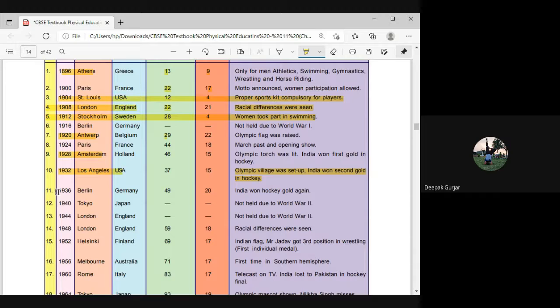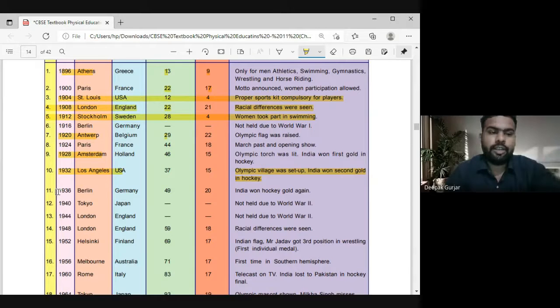If we talk about 1936, in Berlin, Germany, 49 countries participated, and there were 20 activities, right? And India won hockey gold again. So you can see, children, there was a great, memorable gala, and there was a great time for hockey. Like nowadays, football and cricket are there, no? But at that time, I think the main focus was on hockey. So in 1936, Berlin, Germany, India won hockey gold again.